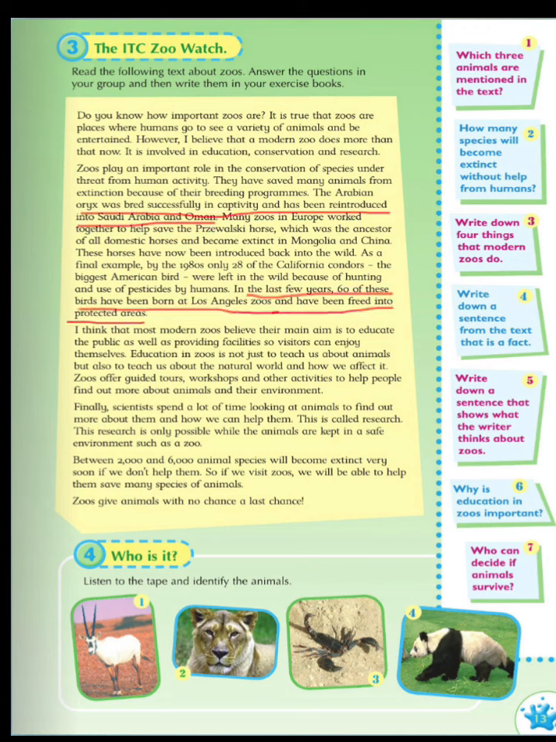The Arabian oryx was bred successfully and has been reintroduced into Saudi Arabia and Oman. In the last few years, 60 birds were born in the Los Angeles zoos and have been freed into protected areas. The zoos have saved many animals from extinction. Number 5. Write down a sentence that shows what the writer thinks about zoos.